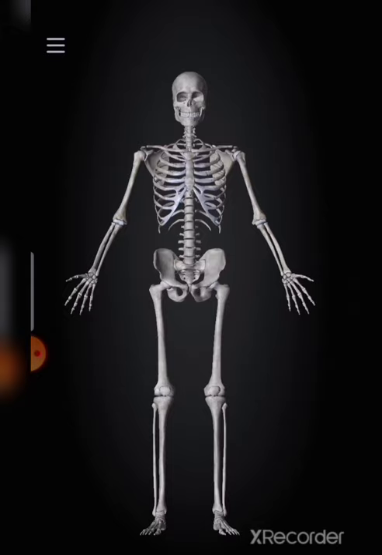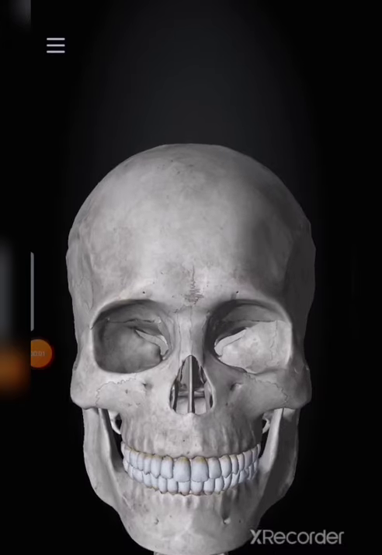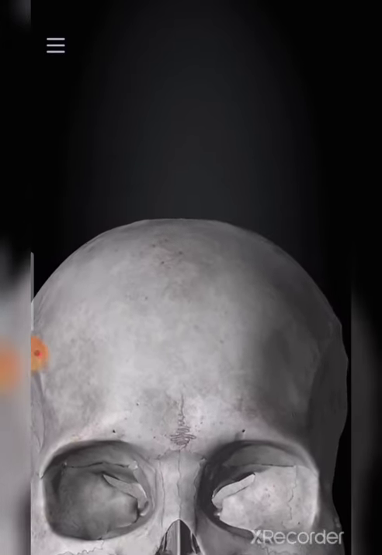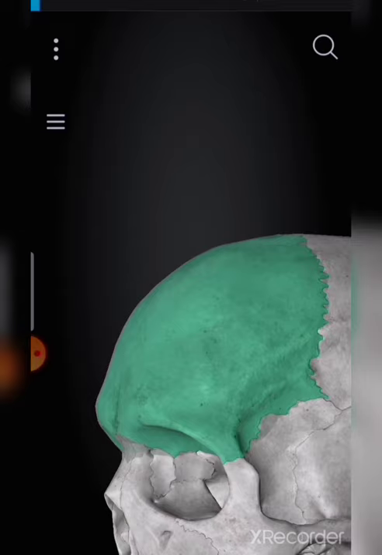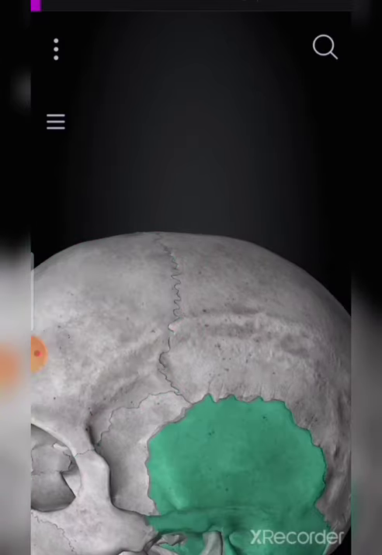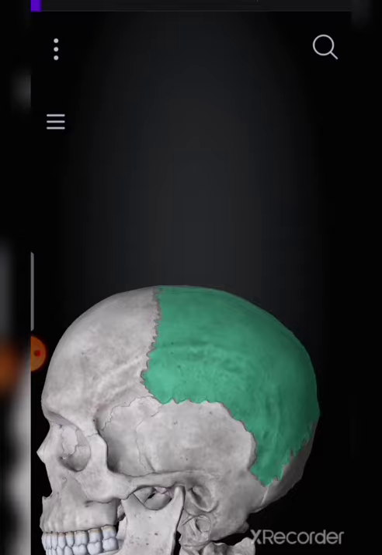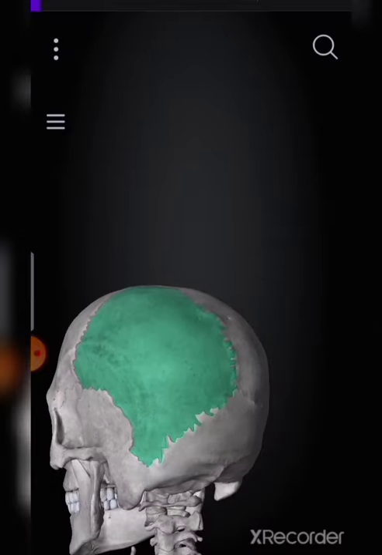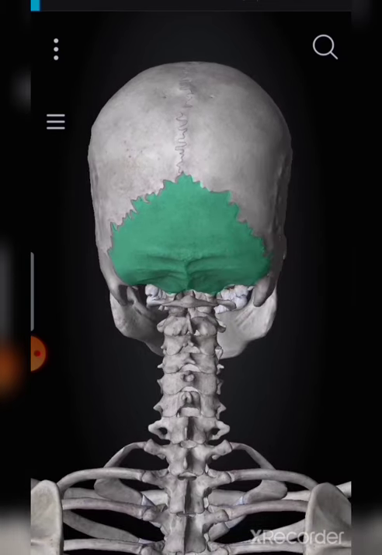So let's get started. We will start with the bones of your head. This bone here, which forms your forehead, is the frontal bone. Then this one is the temporal bone. This is the parietal bone. And if we see from the posterior aspect, then this one is the occipital bone.